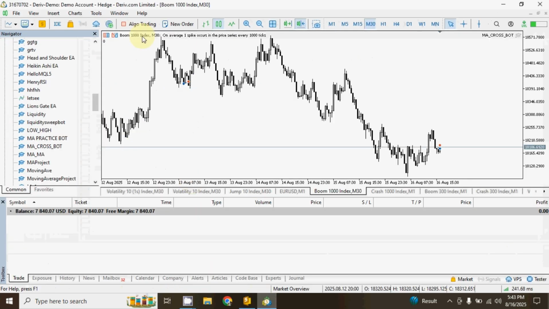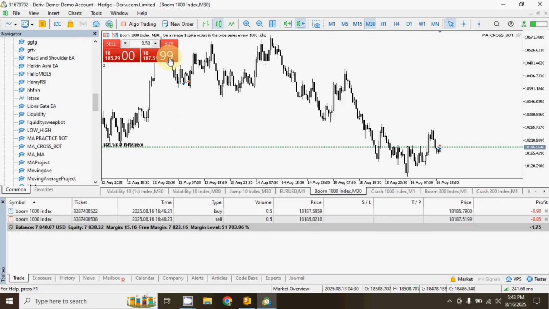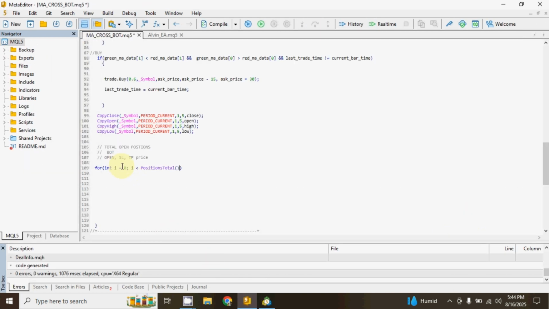Let me open some trades again. Buy, sell, buy. Now this is a total of 3 open positions, right? So this first position is what we refer to as index 0. Remember, indexing starts from 0 in MQL5. Index 0. The second trade is referred to as index 1, and the third trade is referred to as index 2. So now, if you start the loop from index 0, which is the first trade, right?